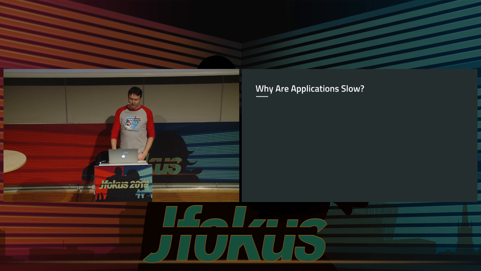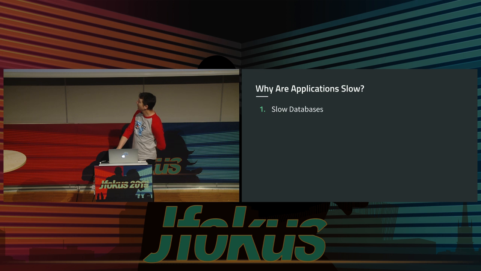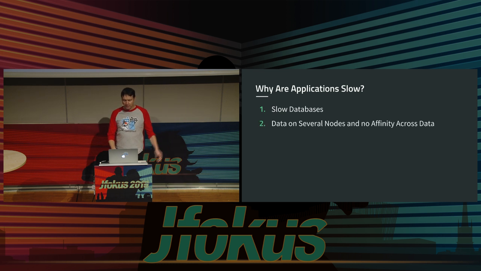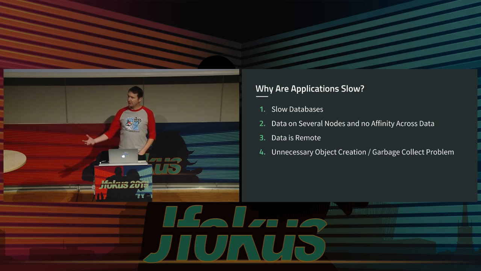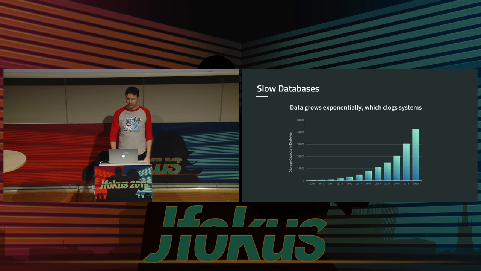So why are applications slow? There are many reasons for that. This is just a few of them. Number one, slow databases. Maybe you have data on several nodes and you have no affinity across your data. I'm going to talk more about affinity and what that is further on in the presentation. Maybe data is remote in some sense. Maybe you create a lot of unnecessary objects and you have problems with garbage collection. Or maybe there is a lack of parallelism. Maybe you have a bunch of CPU cores, but you can't really use them. They're just sitting there, unused.